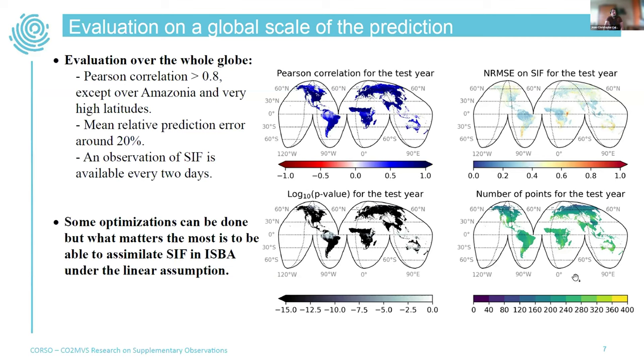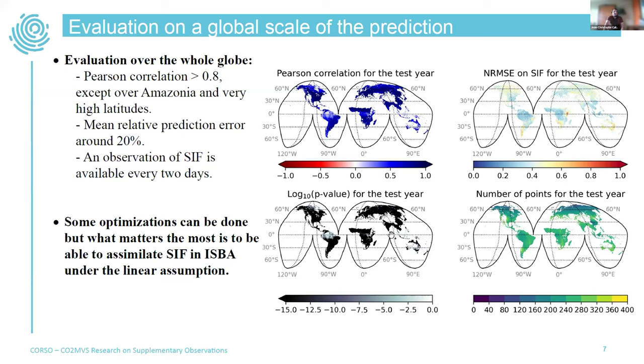As you can see, we have roughly 200 points per pixel over the test year, meaning that we have more than one observation every 2 days, which is way better than the LAI 10-day synthesis we are currently assimilating.